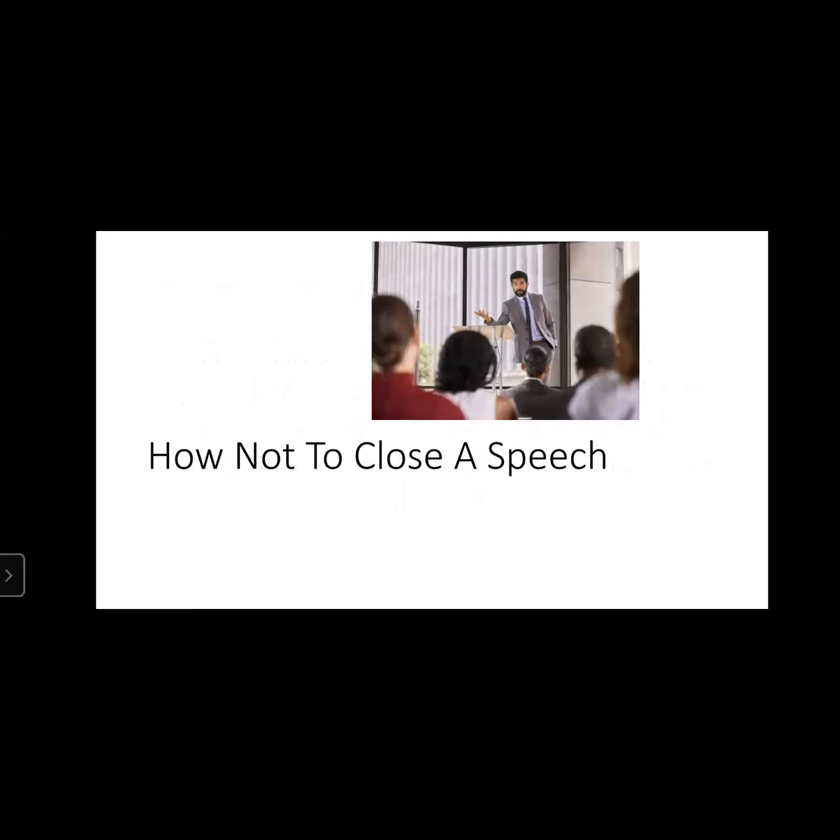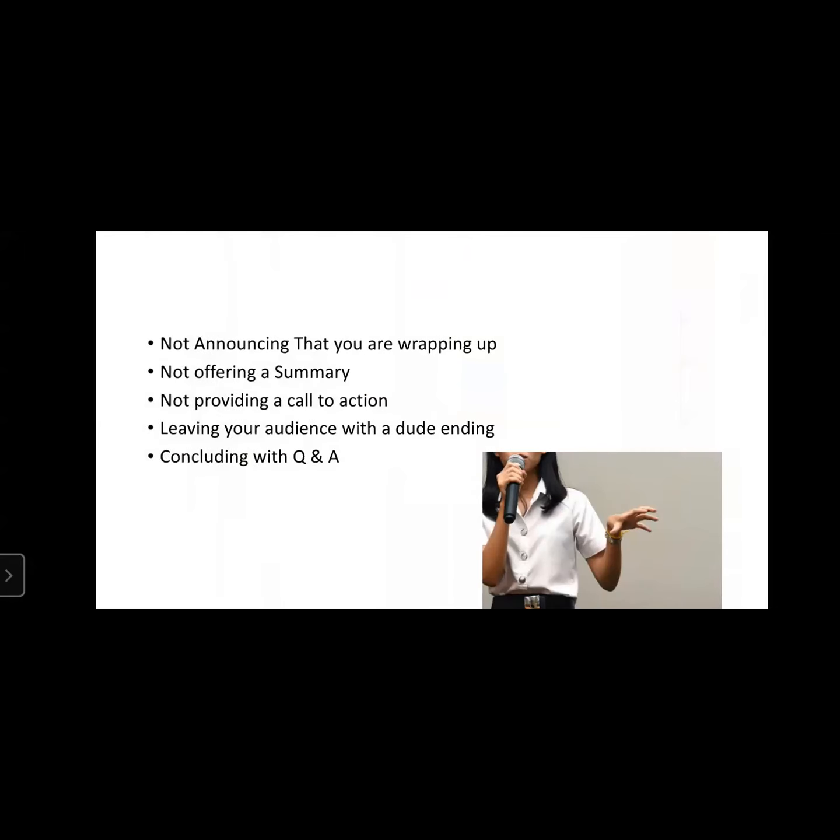So, how not to close a speech? Again, we have a subject matter we teach on different kinds of closes, but we'll just look at a few things here and different kinds of closes too that I would encourage you to look at. Number one, not announcing that you're wrapping up. When you don't announce to the audience that you're about to wrap up, it's not a good way to close. So you have to announce it, like, in conclusion, or let me leave you with these last words. Wow, that's strong. Not offering a summary.